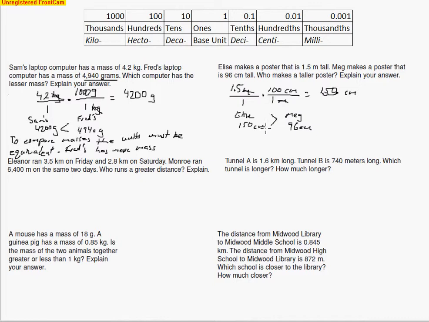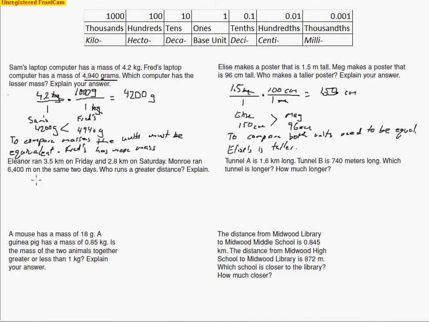Hers is greater. And the reason is that we had to come up with comparable units. So we had to compare both units need to be equal. And so that's what we did. And we saw that Elise's is taller.